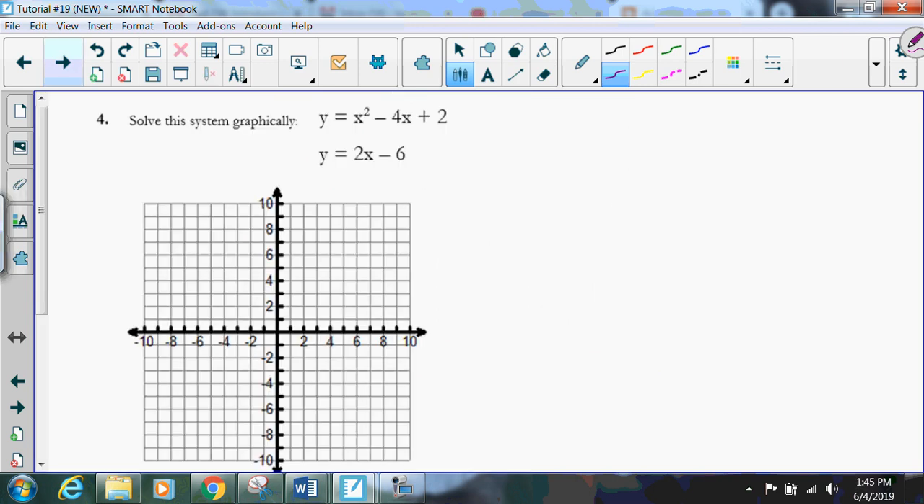And now we're going to solve the system graphically. Once again, we're looking at a similar problem. We've got a quadratic, we've got a linear equation. Let's go ahead and graph.